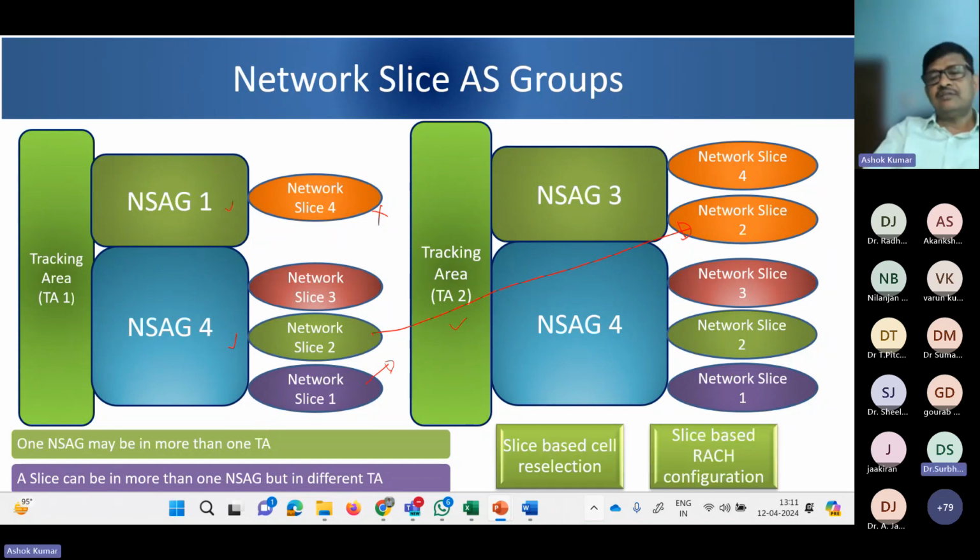And these are all for slice-based reselection. One question: because we are in TA2, suppose we have network slice 2 in NSAG 3 also, with orange color, and NSAG 4 with green color, and network slice 2. I think that is wrong. That will not be repeated here, it will not be there. So you are right, you have found out the correct thing. Maybe while making it, I made an error myself.